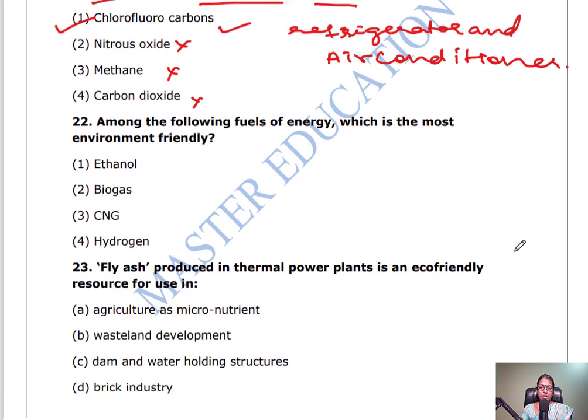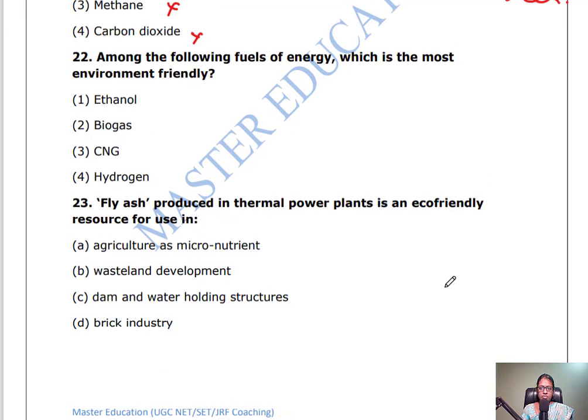The next question: among the following fuels of energy, which is the most environmentally friendly? Ethanol, biogas. Biogas is also somewhat environmentally friendly, but before biogas you can go to hydrogen, H2, which is the most environmentally friendly.